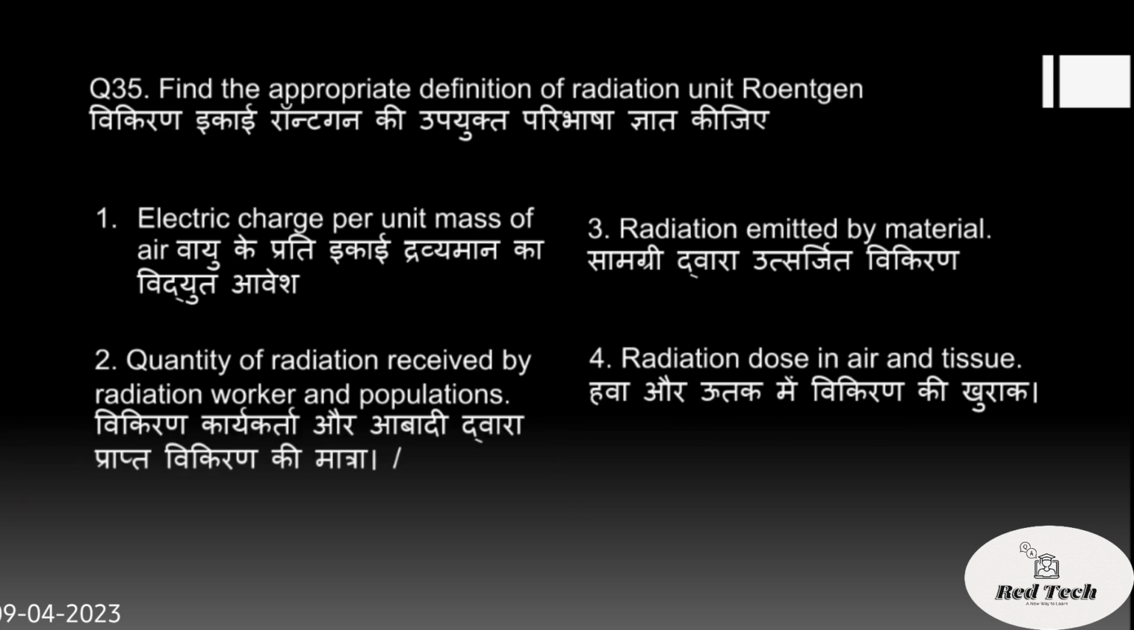Question number 35. Find the appropriate definition of radiation unit Röntgen. So what would be the preferred, or you can say perfect definition of radiation unit which is Röntgen? Option number 1 is electric charge per unit mass of air. Option second is quantity of radiation received by radiation worker and population. Option third is radiation emitted by material, and option 4 is radiation dose in air and tissue.